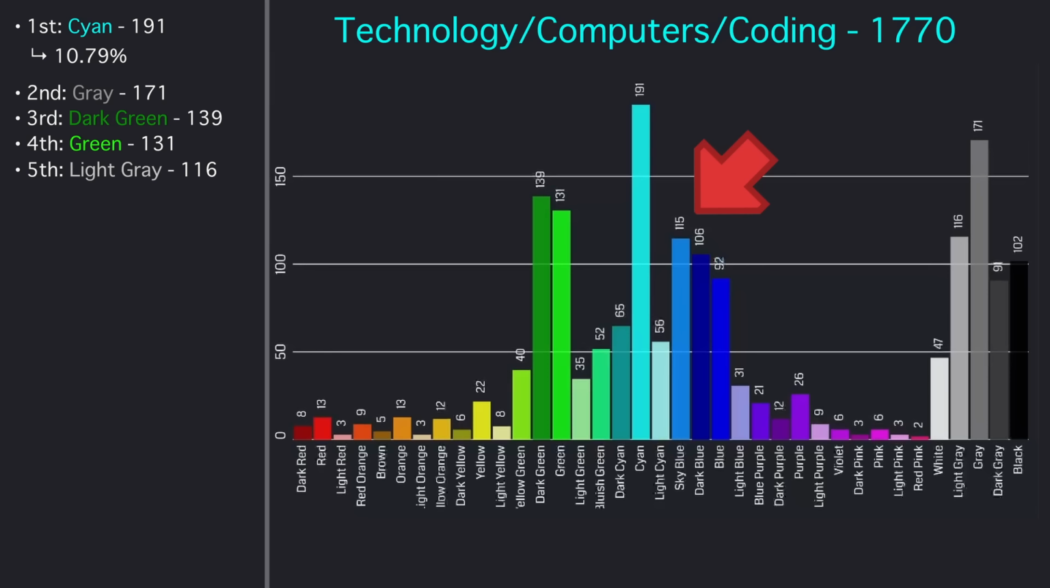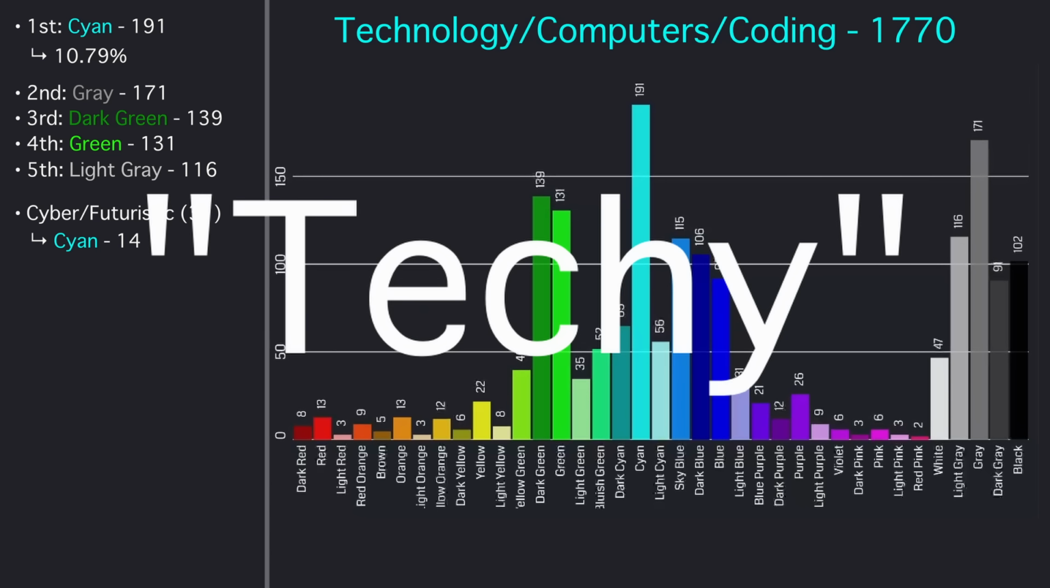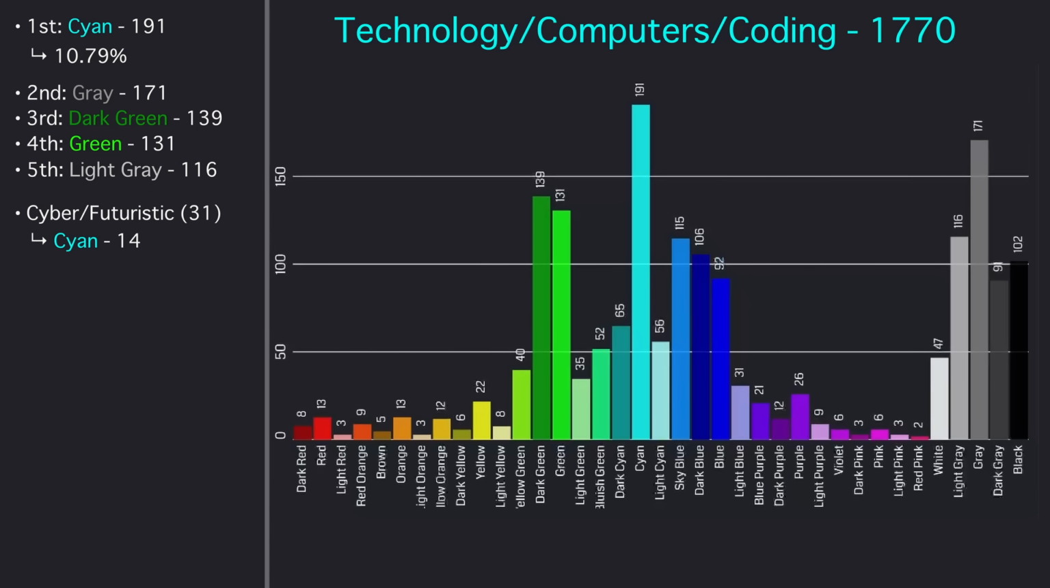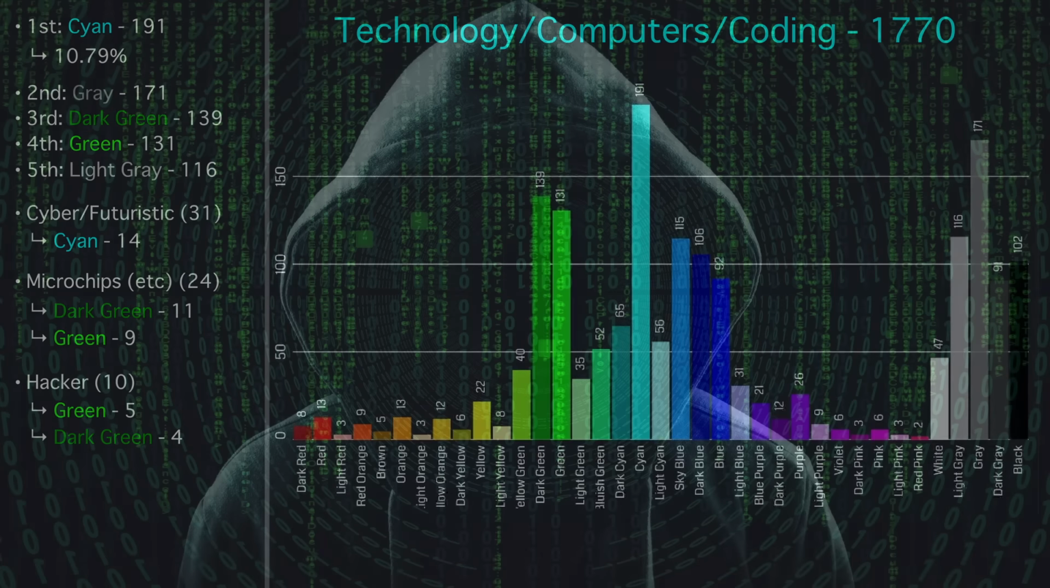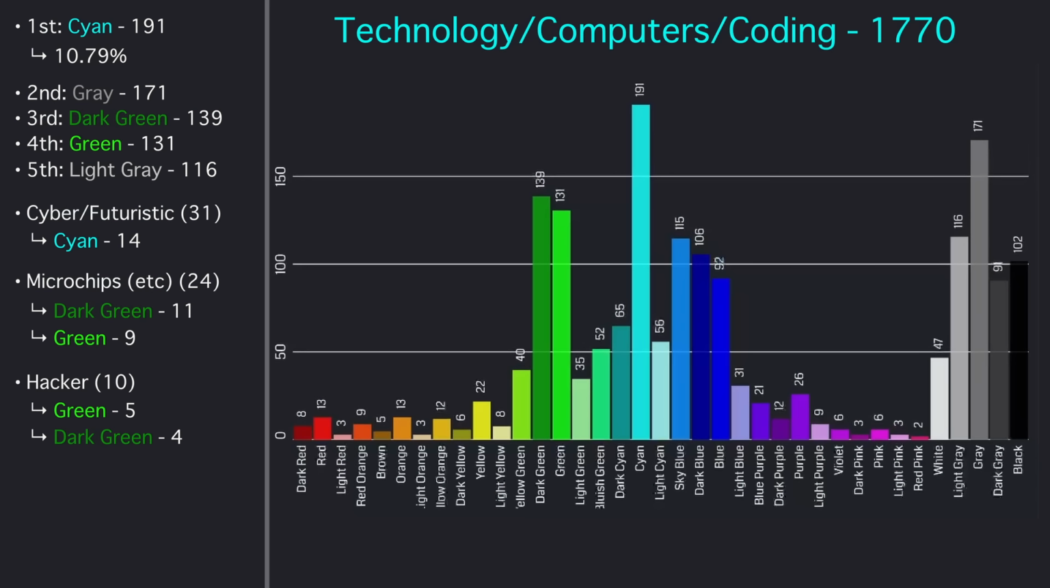The most common reason for cyan was that cyan was very much a cyber, futuristic, or as a lot of people said, techie color. Green and dark green similarly were associated with microchips, motherboards, the Matrix, and generic hacker tropes in movies in a dark room with green numbers. All of the grayscales also got a significant number of submissions, which was largely because they were associated with the physical colors of computers and machines.